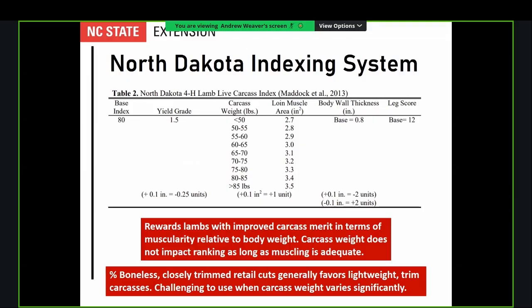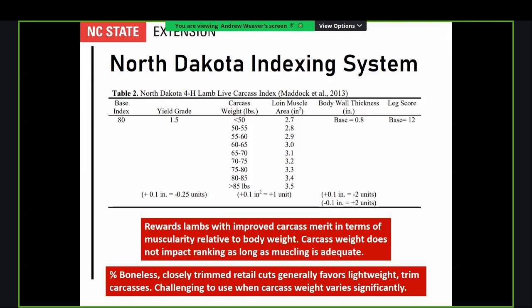So I looked at what the carcass weight of that animal was, what the required ribeye area was based on that carcass weight, and then assigned the unit score based on the difference between the actual ribeye area and the required ribeye area. It then factors in body wall thickness, with the base being 0.8, and for every tenth of an inch plus or minus, we go up or down 2 units on the indexing system. Leg scores are built in there as well as a secondary muscling attribute, where improved leg score and improved shapeliness of the carcass will add to the score in a positive way on this index system.